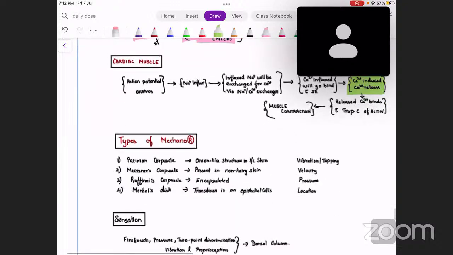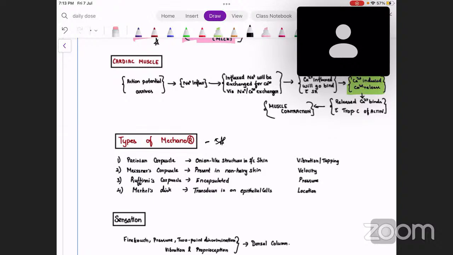Okay, then types of mechanoreceptor, another 3-star to 5-star rated topic nowadays. Previously, it used to be a 7-star topic because a lot of questions came from it. But nowadays, they stopped asking because so many people are reading it.